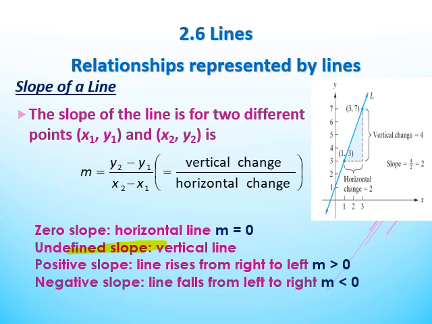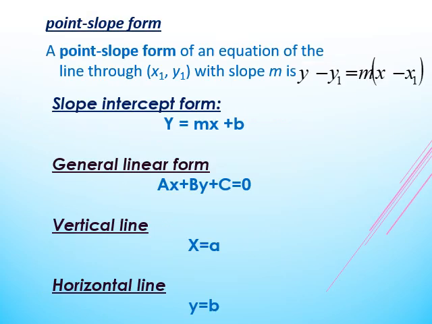Number 3 is the positive slope, where the line rises from left to right, where the slope of the line is greater than 0. And finally, the negative slope, where the line falls from left to right, where the value of m is less than 0, which means a negative slope. Here are the four cases for the slope in our function or the line segment. Now, let's move to another very important definition, which is the point-slope form.